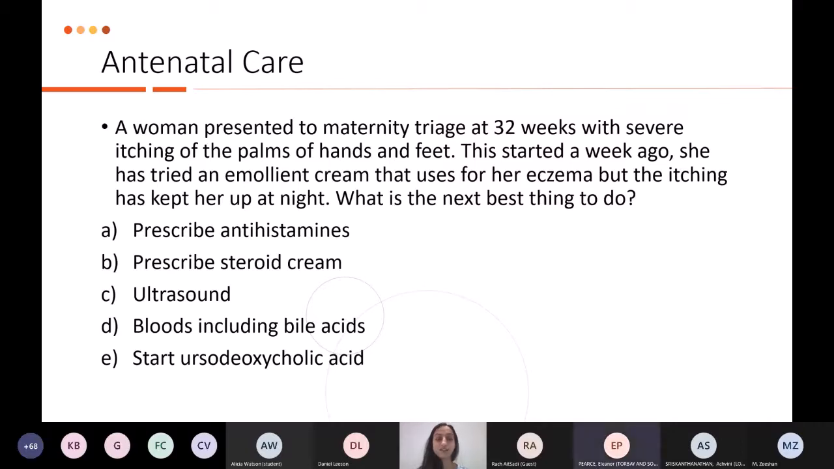Yeah, perfect. I'm seeing lots of Ds. So again, SBAs are kind of designed to have some right answers in there and some more right answers and some very wrong answers. So my answer was also doing bloods. You probably would do some of the other things on that list. You would probably advise her to take some antihistamines. Depending on the rash, you might give her a steroid cream, or again, depending on the diagnosis, which I think a lot of you are trying to rule out here with your answer, you may well go on to start her on ursodeoxycholic acid.